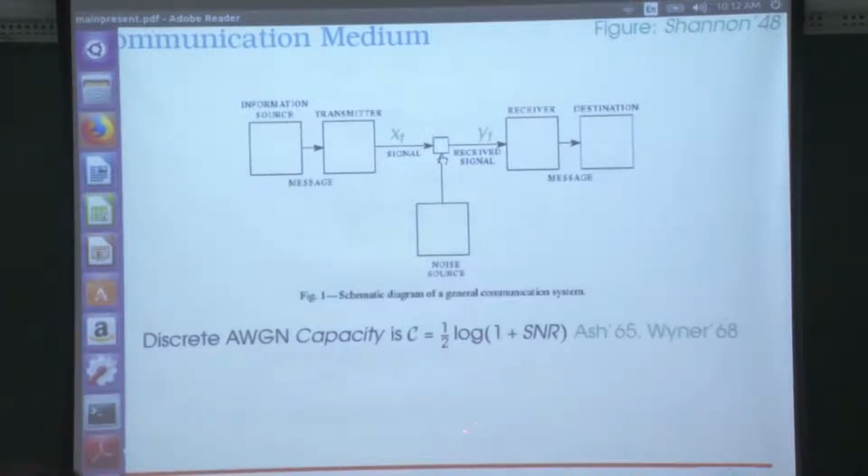And he came up with this formula, which is the discrete AWGN capacity. This is half log(1 + SNR). So, SNR is the signal to noise ratio. There are some extra implications and extensions to this. You can find in Ash's paper and Wiener's paper how to go to non-band limited functions and a lot of other things are here. But essentially he came up with this magical formula which kind of governed, dictated the way communication has evolved over all this time.